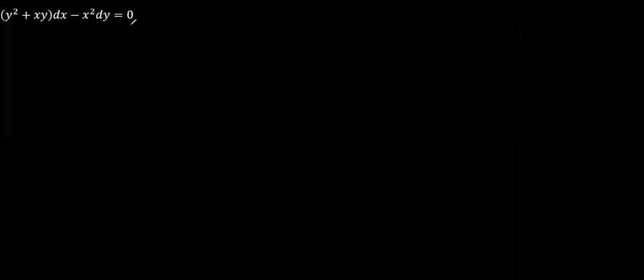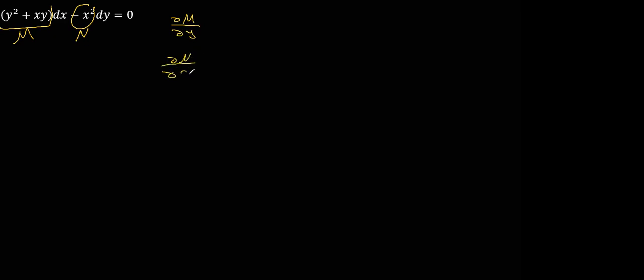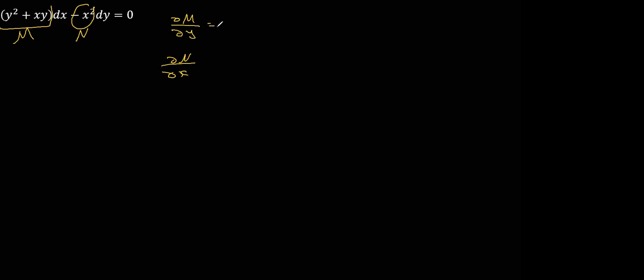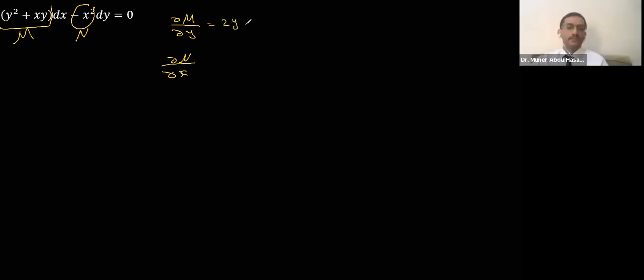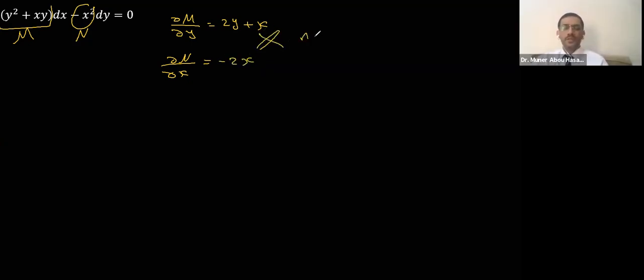Yeah. Let us check if it is exact or no. This is my M, and this is my N with the minus. To check if it is exact or no, I'm going to find partial N by partial y and partial N by partial x. Partial N partial y is equal to 2y plus x, great. And partial N by partial x is equal to negative 2x. Those aren't equal, not exact. How to solve it?